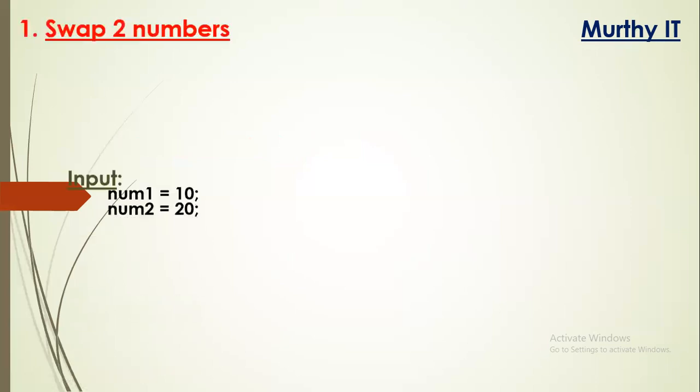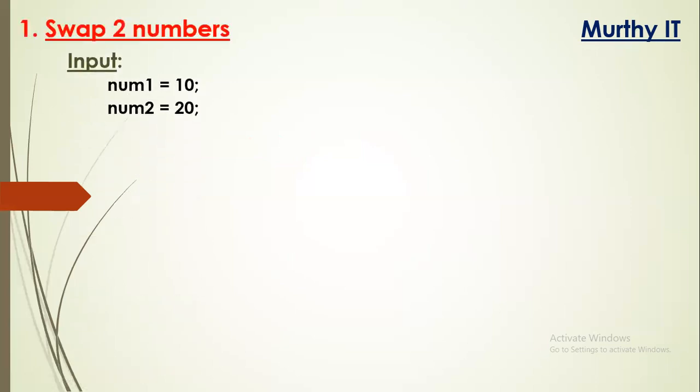So input will be, if you give number 1 equal to 10, number 2 equal to 20, but in the output we should show number 1 equal to 20, number 2 equal to 10. So that is the requirement.